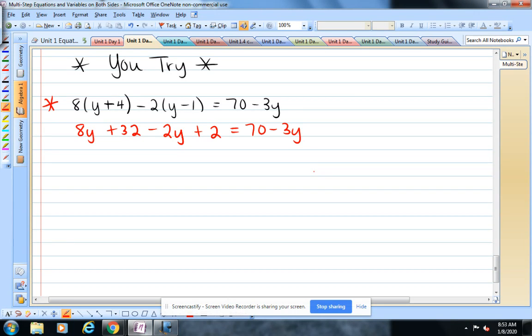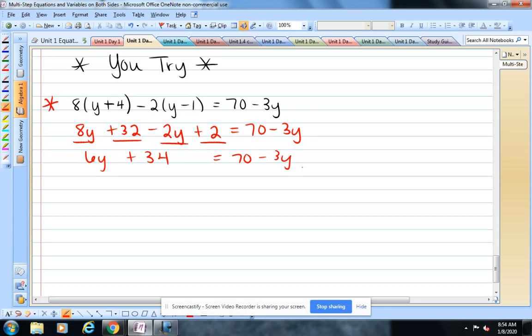Everybody okay so far? Then what? Like terms. So over here on that left side, I got 2 sets of like terms. I've got variables and constants, right? So my y's, what's 8y minus 2y? And then what's positive 32 plus 2? Plus 34, good. And then that equals that 70 minus 3y. Fix it. I put a negative 2.